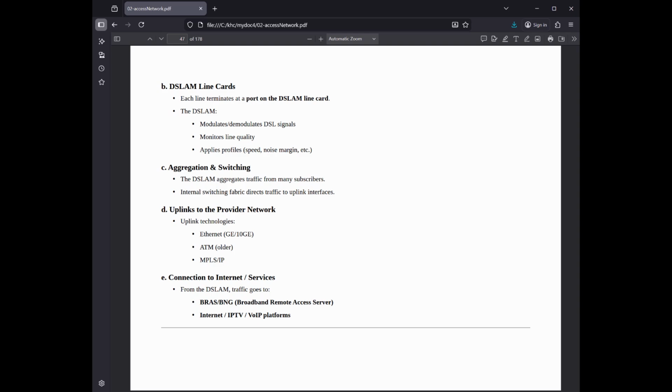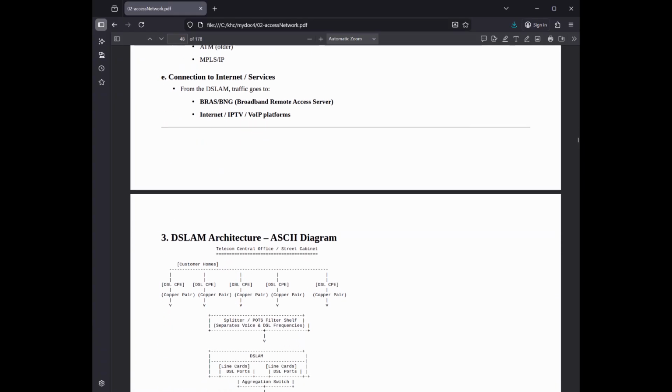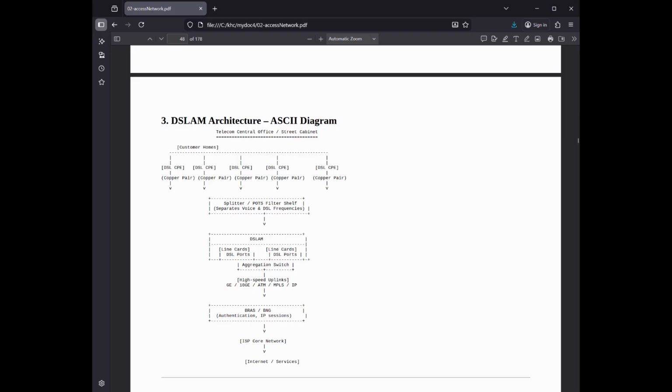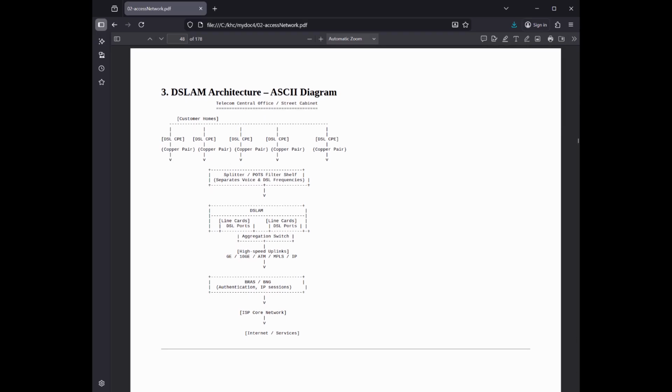DSLAM versus DSL modem. It is common to confuse these, but they sit at opposite ends of the wire. DSL modem: located in your home. It talks to only one device, the DSLAM. DSLAM: located in the service provider's facility. It talks to hundreds of modems simultaneously.